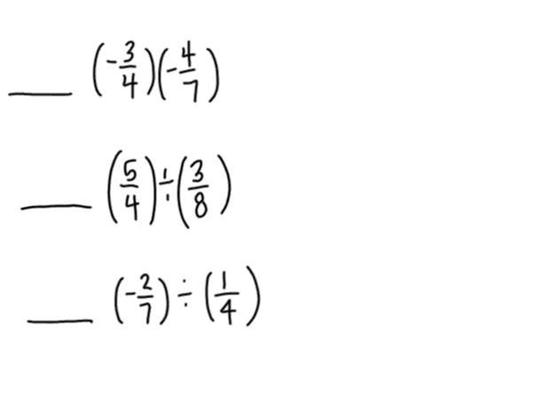For my next one, I have negative 3/4 times negative 4/7. I have the same sign, so my answer is going to be positive. I can multiply across the top and multiply across the bottom and then reduce, or I can see that I have a 4 in the top and a 4 in the bottom. So 4 goes into 4 one time and 4 goes into 4 one time, and that leaves me with a 3 on the top and a 7 on the bottom.